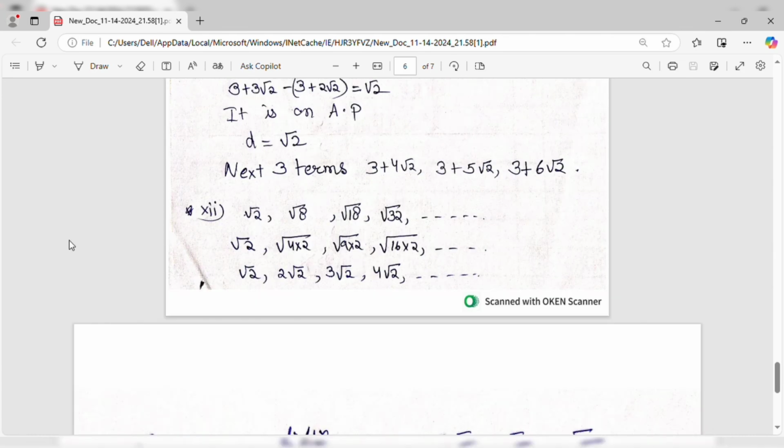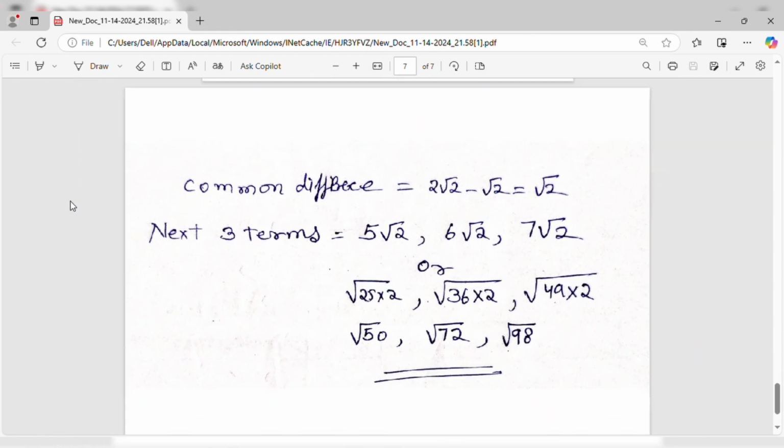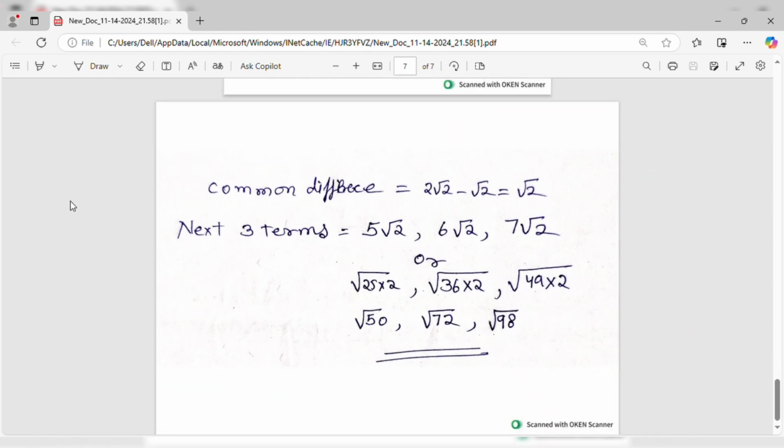Next is the 12th part, √2, √8, √18, √32. Here we will split it into the simplest form by breaking it into its factors. So we will get √8 as 2 √2, √18 as 3 √2, √32 as 4 √2. So the common difference would be same, which is √2 between the individual terms, and the next 3 terms would be 5 √2, 6 √2 and 7 √2.